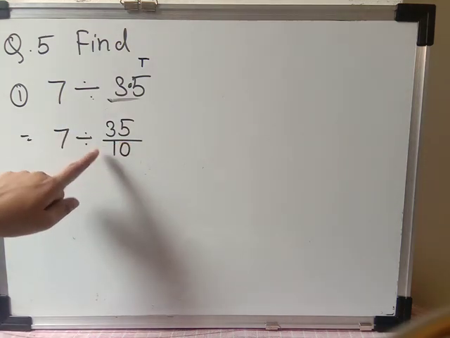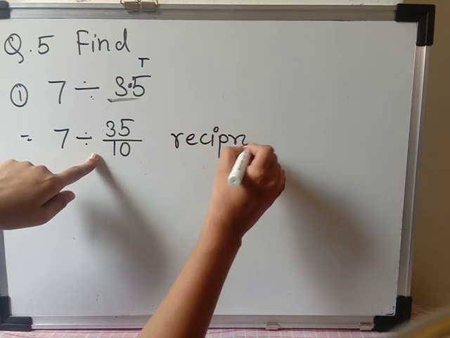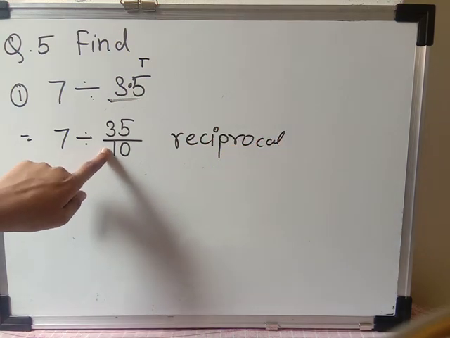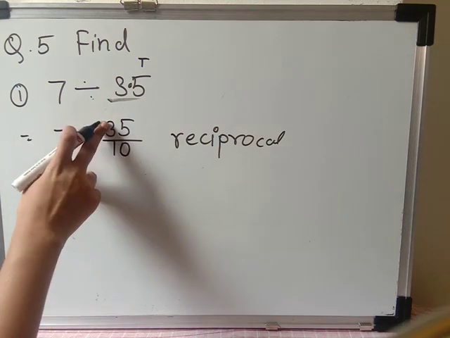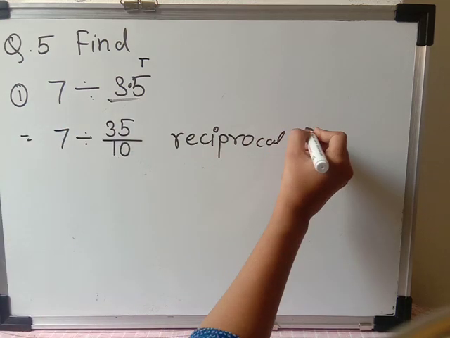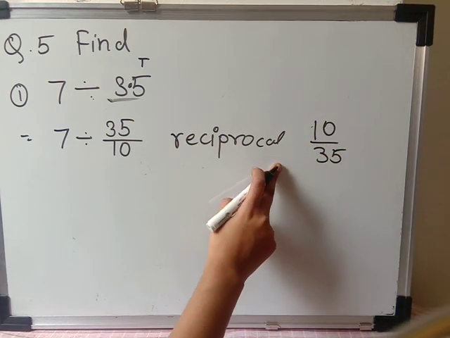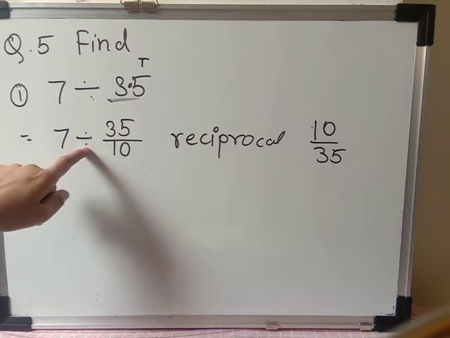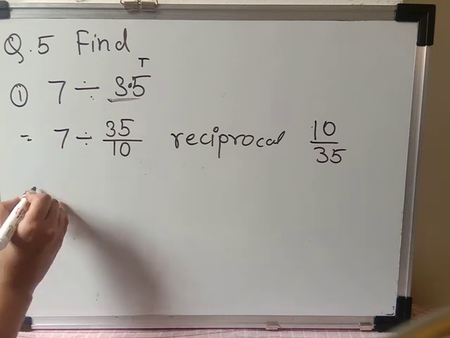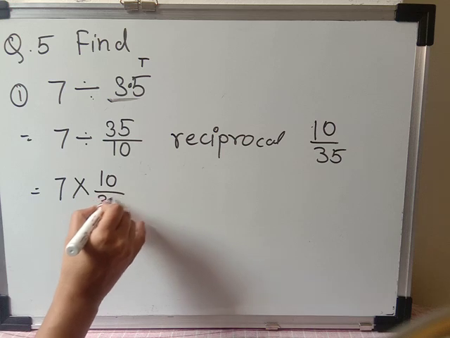Now we have learned that we have to take the reciprocal. Okay, reciprocal of what, those numbers which are on the right side of the division sign. So here on the right side, 35 upon 10 is there, so the reciprocal will be 10 upon 35. Okay, whenever we are taking the reciprocal, if the division sign is there, we have to replace that division sign with a multiplication sign. Okay, so here 7 multiplied by 10 upon 35.